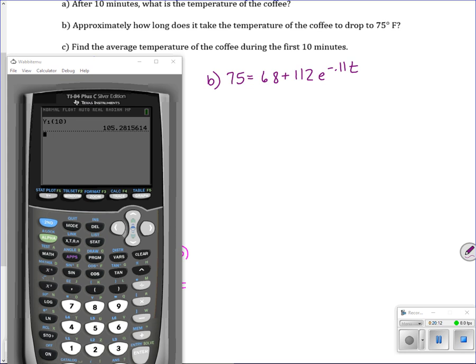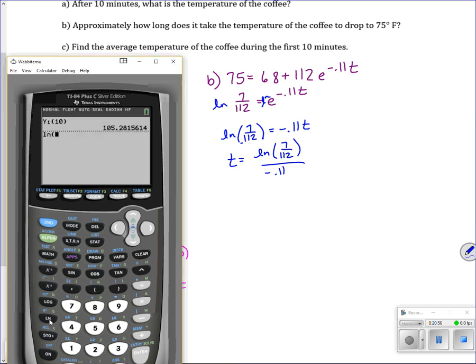But of course, you're going to subtract the 68 and divide by 112. So 75 minus 68, that's 7. So I have 7 over 112 is equal to e to the negative 0.11 t. Again, taking the natural log of both sides, I would get that the natural log of 7 over 112 is equal to negative 0.11 t. So my last step is, of course, to divide.